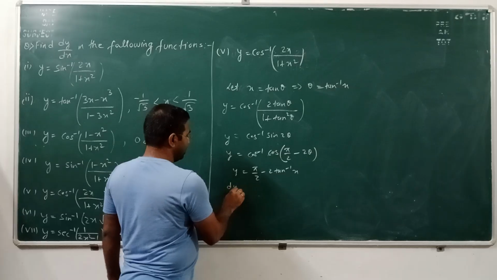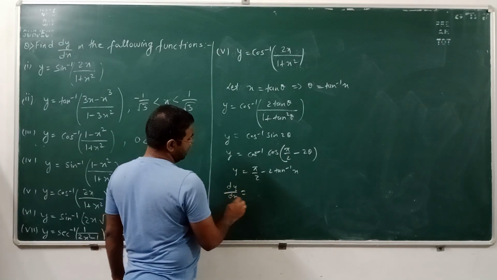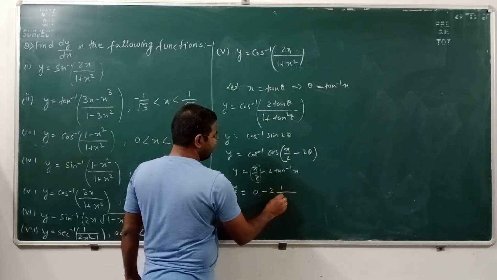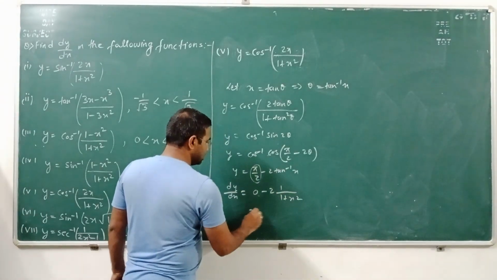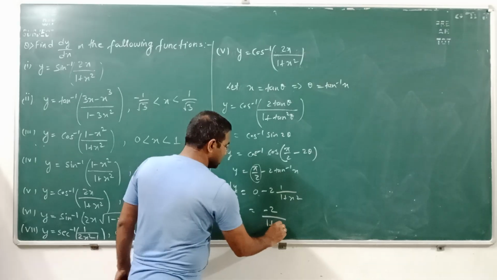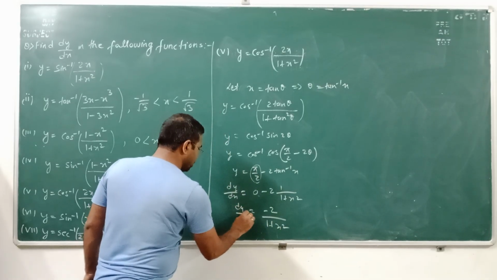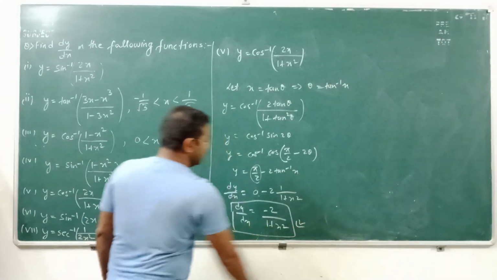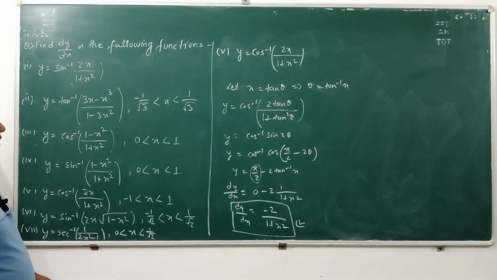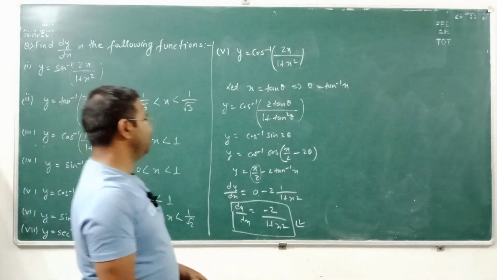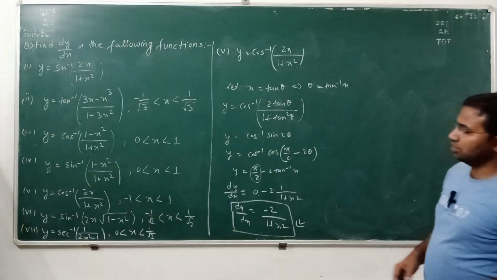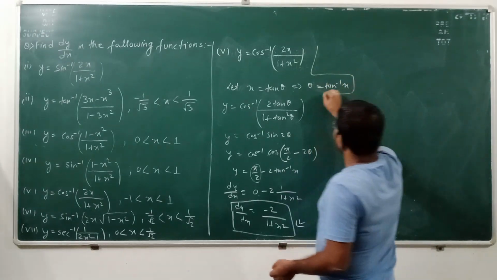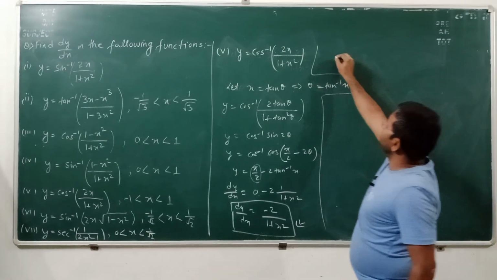Again, if you find dy upon dx, then what will come? Constant value will be 0, and the derivative of tan inverse x is 1 upon 1 plus x square. It means dy upon dx will be minus 2 upon 1 plus x square. So see here, in this way we will write the dy upon dx. I hope you have understood how you will find the dy upon dx of the fifth one. Now let us see the sixth one. Sixth one is what?